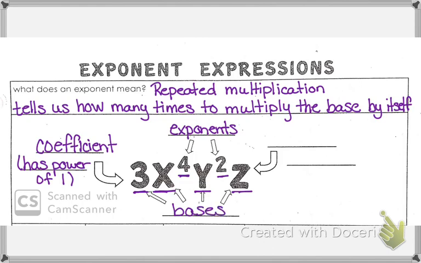Then, if we notice here, this z has no exponent, just like the 3. This exponent is a power of 1. It's not 0. There's 1 there. We just don't write it there. So this z has no exponent shown, and when we don't see an exponent, we know it still has a power of 1.